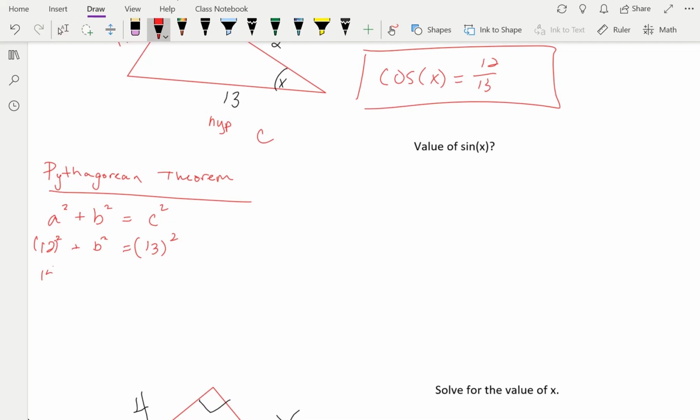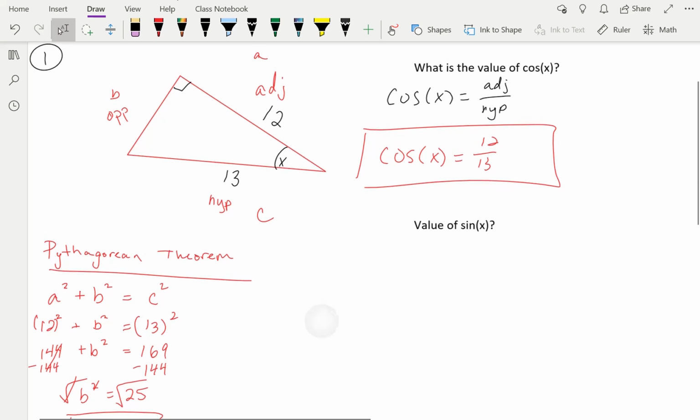12 squared is 144, plus b squared is equal to 13 squared, which is 169. If I subtract 144 from both sides, I get b squared is equal to 25. So my next step is to take the square root of both sides, and we should know what the square root of 25 is, because it's in that first 10 to 15 range that we should be able to memorize. What times itself gives us 25? It's 5. 5 times 5 gives us 25, so b is equal to 5, meaning that the opposite side up here is 5.